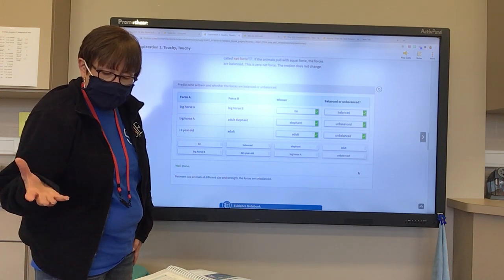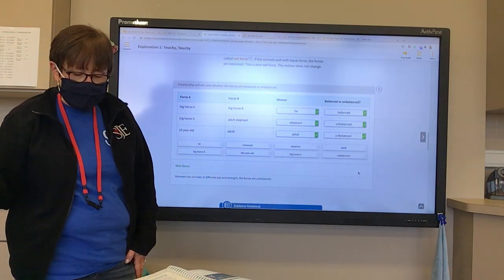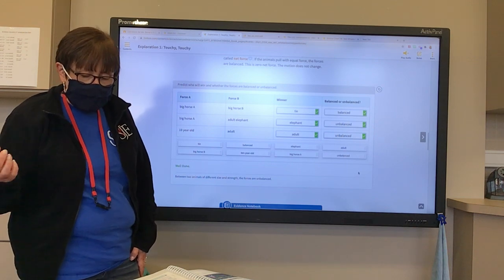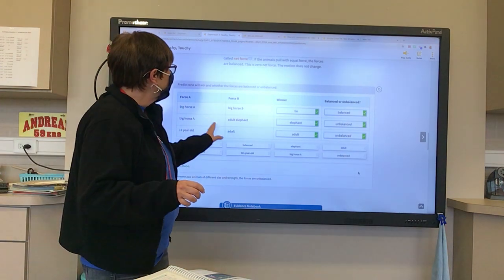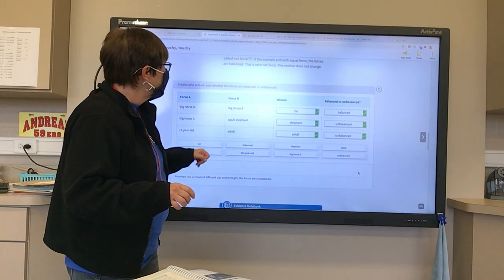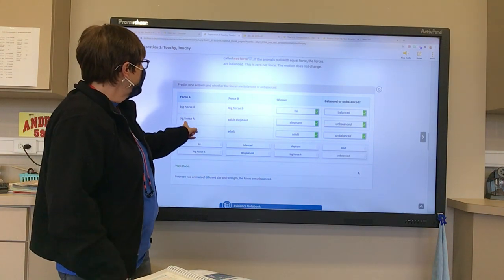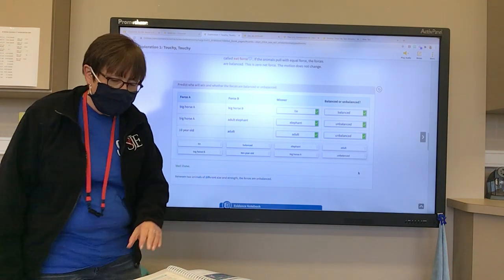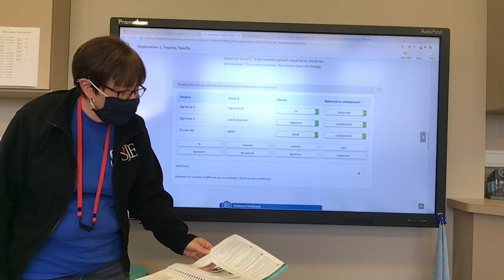So an unbalanced force can cause an object's motion to change, which we could see here. No change because it's balanced. Here, unbalanced. There, unbalanced. Very good, boys and girls.